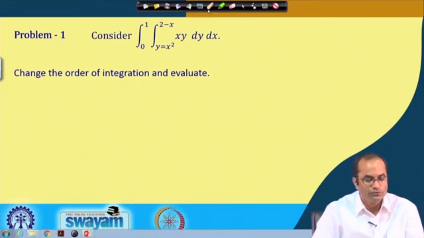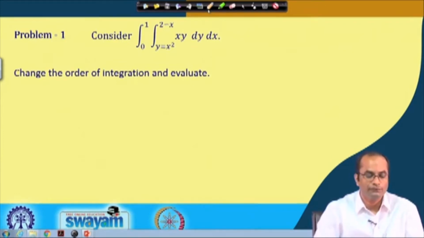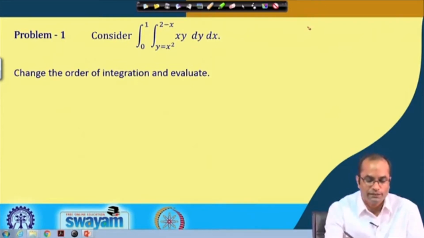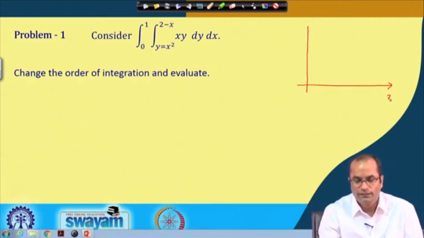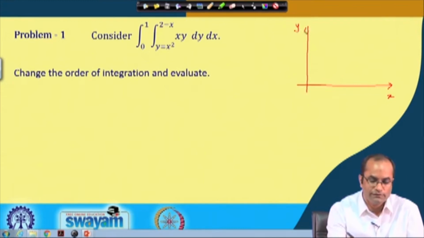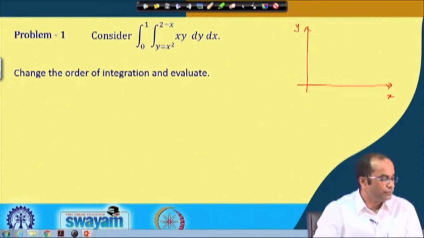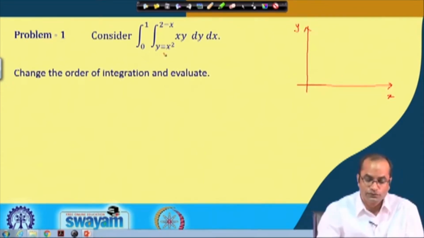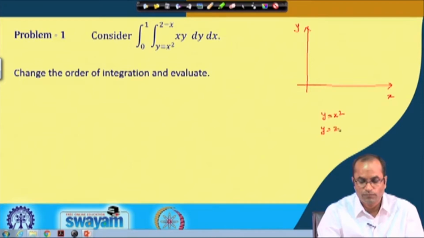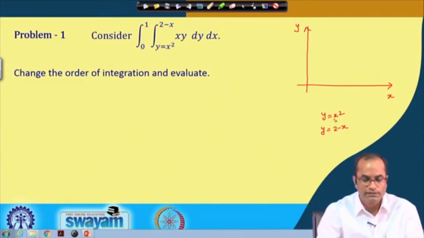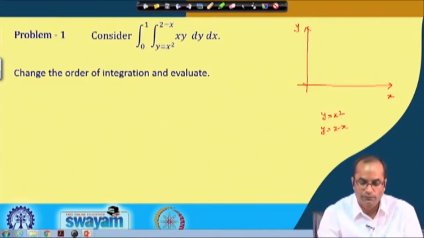So, again, to change the order of integration we have to sketch the domain here. We have the x axis and the y axis, and we want to now draw this. So, y goes from x² up to y is equal to 2 − x. So, y is equal to x² is this parabola here.